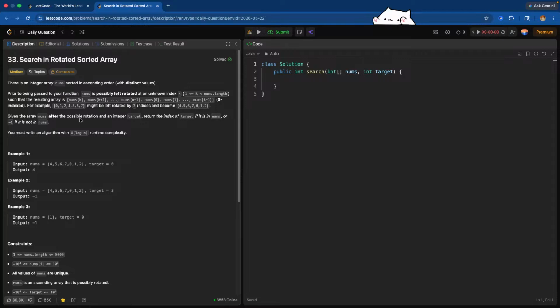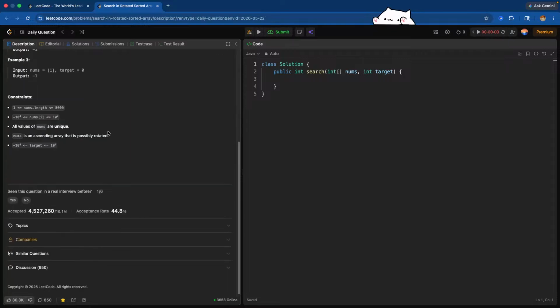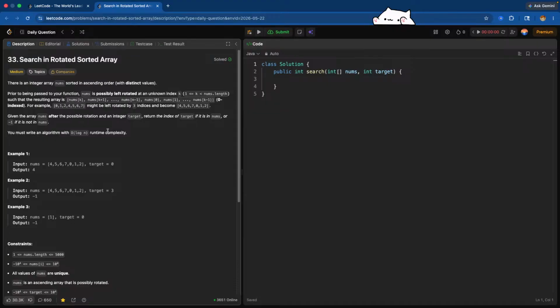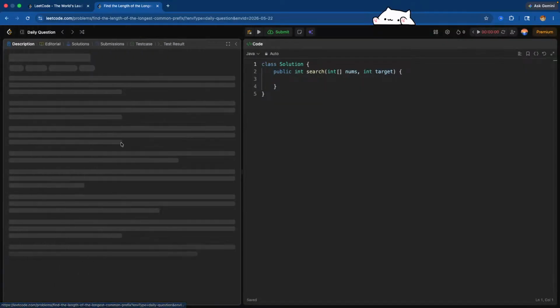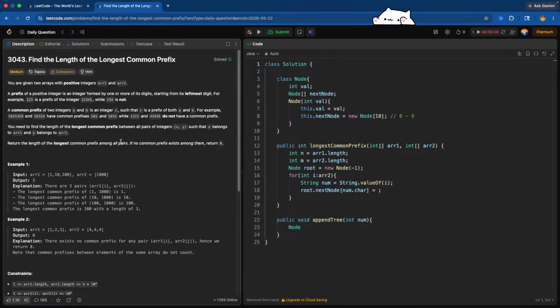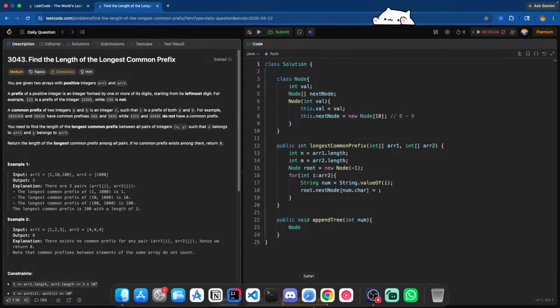Search in a rotated sorted array. I think we had this problem before, but we had to find the minimum in the rotated sorted array. Okay. But first I have to solve this question, which I was doing yesterday, a day before yesterday.